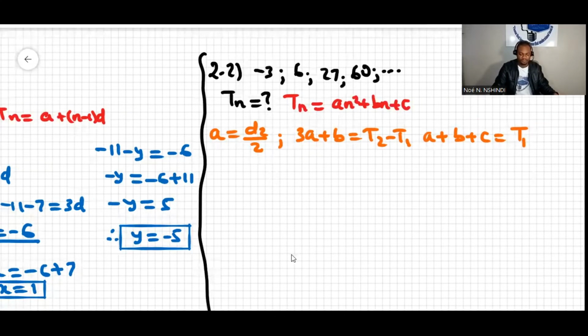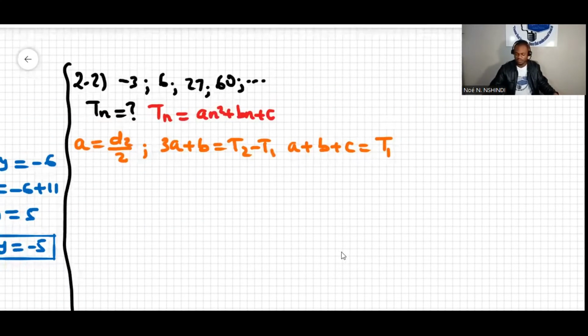Let's move it this way. So now I can work out the first differences here: 6 minus 3, which is positive 9, and then 27 minus 6 is 21, and then 60 minus 27 is equal to 33. Now if we work out again the difference between these, 21 minus 9 is 12, and that's also 12.